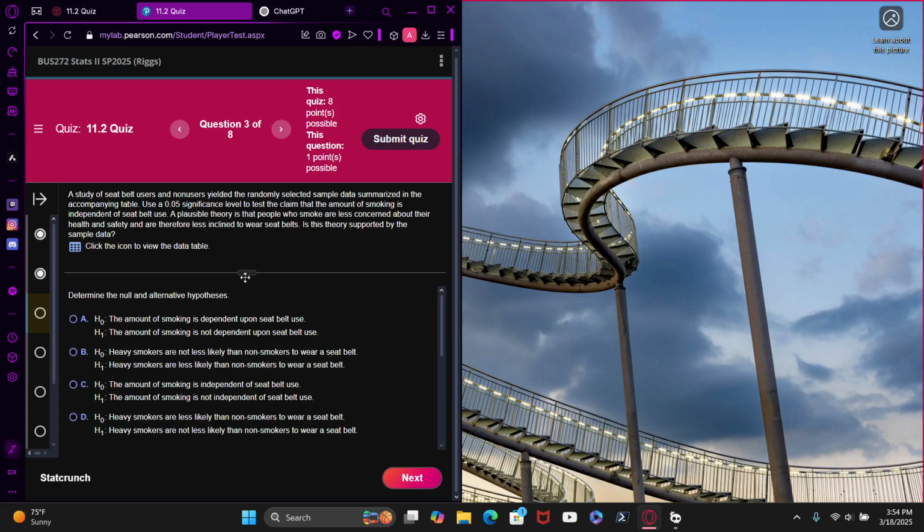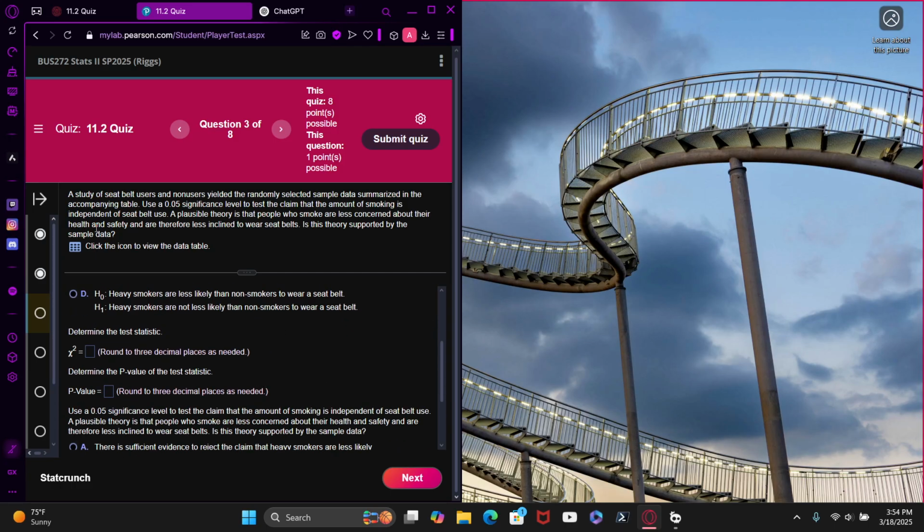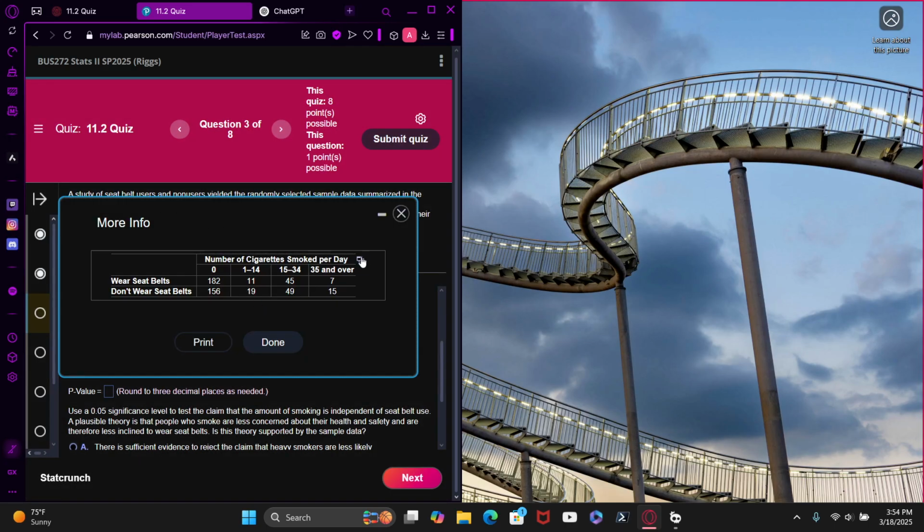Okay. A study of seatbelt users and non-users. Who cares? Scan through here, you see the word claim. The claim is that the amount of smoking is independent of seatbelt use. The amount of smoking is independent of seatbelt use. Boom. Open StatCrunch.